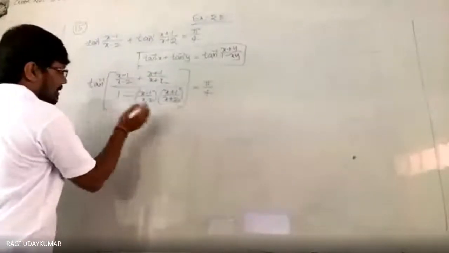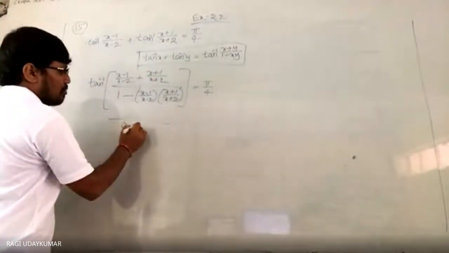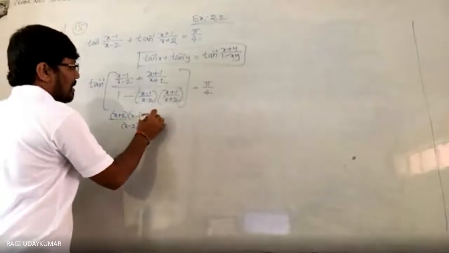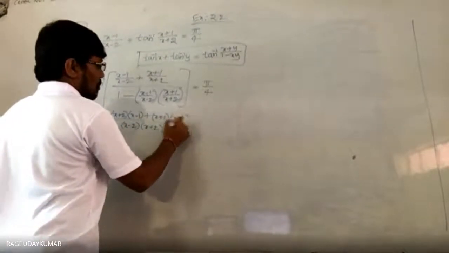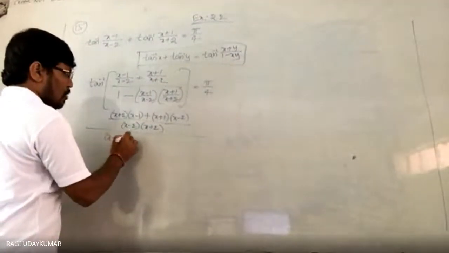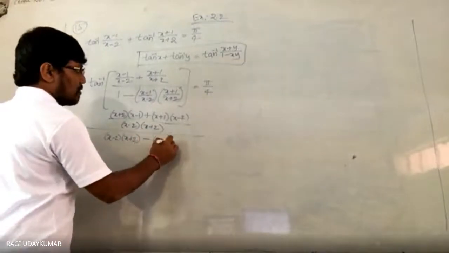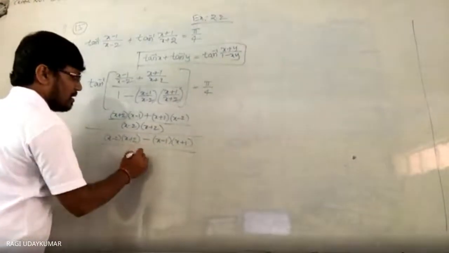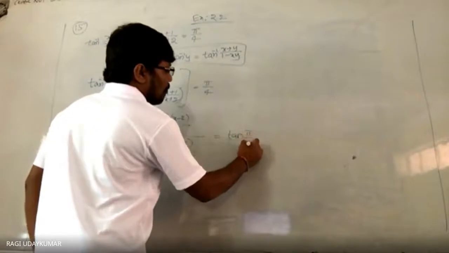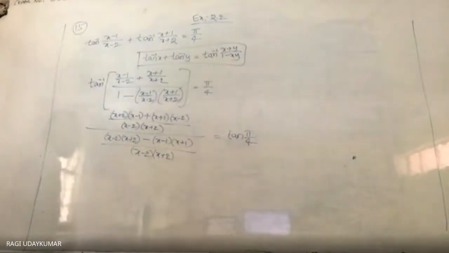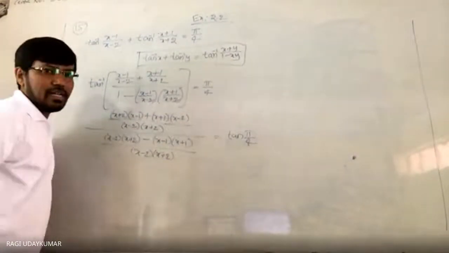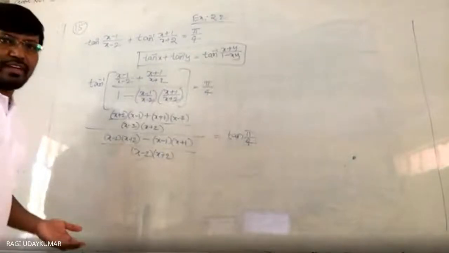This can be simplified. Writing it in the numerator, you get x plus 2 into x minus 1 plus x plus 1 into x minus 2. In the denominator, x minus 2 into x plus 2 minus x minus 1 into x plus 1, all over x minus 2 into x plus 2, is equal to tan pi by 4. This and this will get cancelled. Afterwards, you need to simplify the numerator, and you will get one algebraic expression.